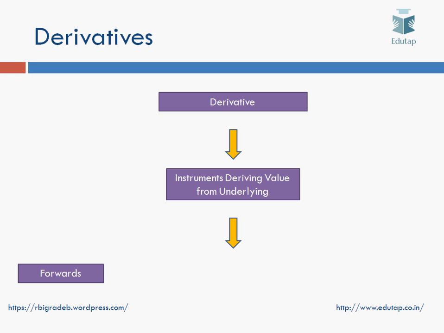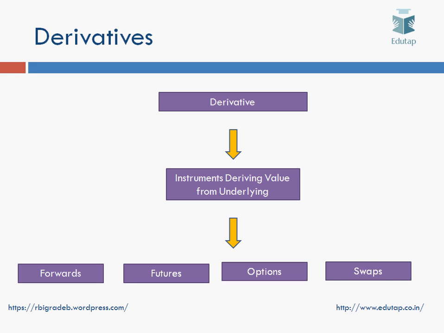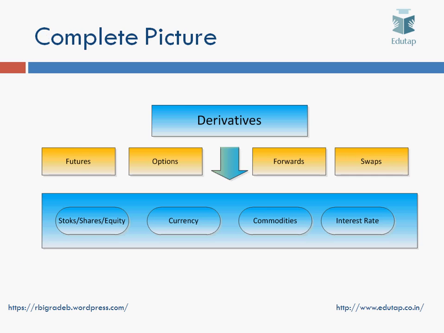Apart from that, the other types of derivatives can be futures, as we just explained how futures score over forwards by mitigating the counterparty risk. Then there are options, and then there are swaps. Options are not in the syllabus, swaps are, but we will also describe options in a separate video. So the complete picture looks like this. Derivatives can be of types futures, options, forwards or swaps.